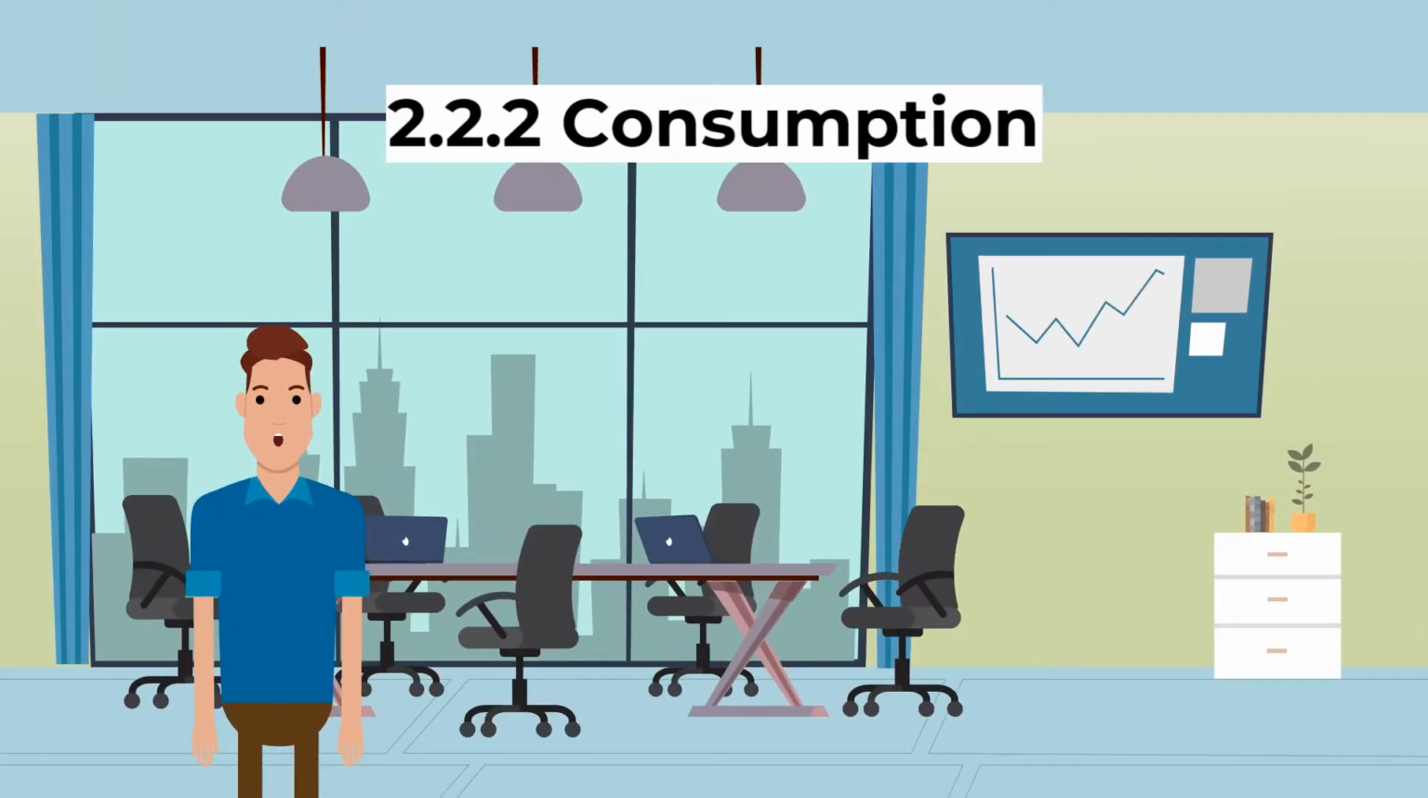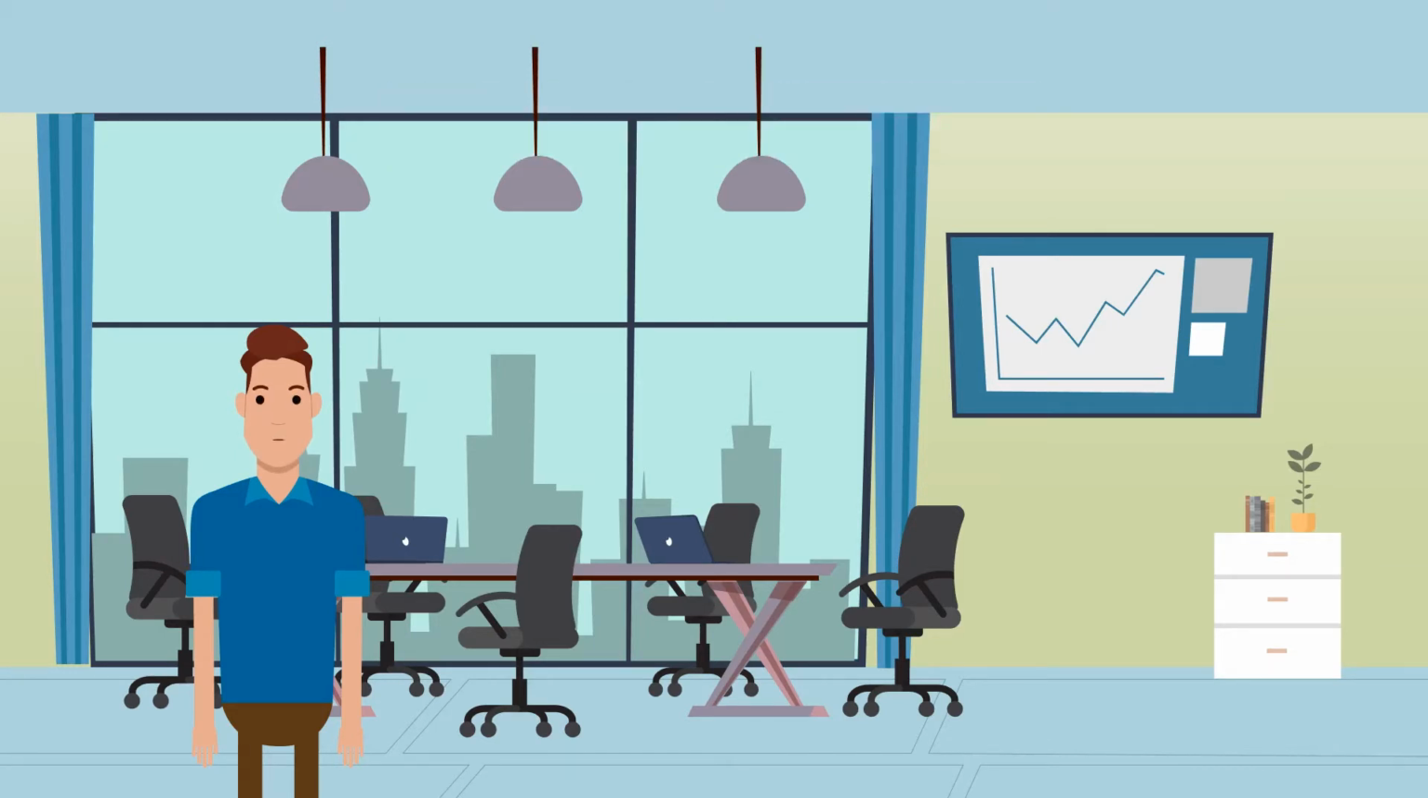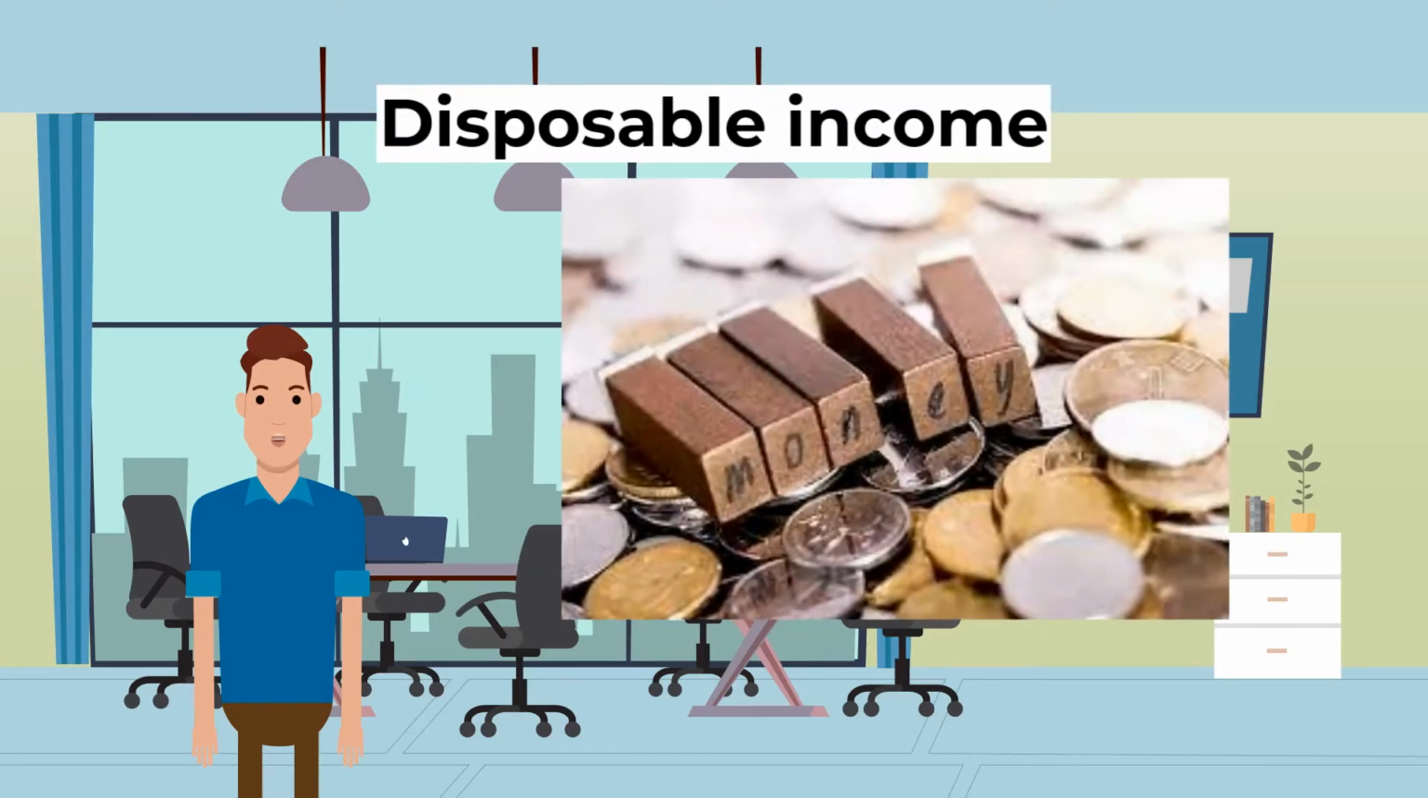The next topic we will cover is consumption. Consumption is spending on consumer goods and services over a period of time. Firstly, let's look at disposable income.